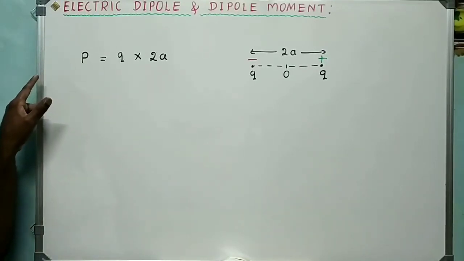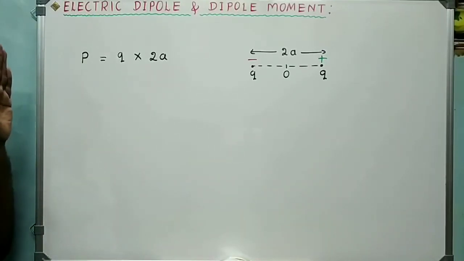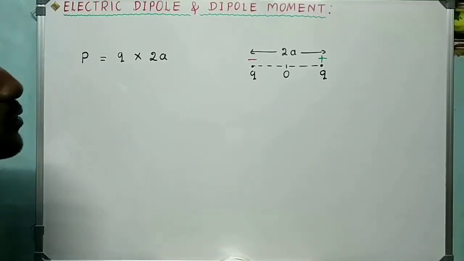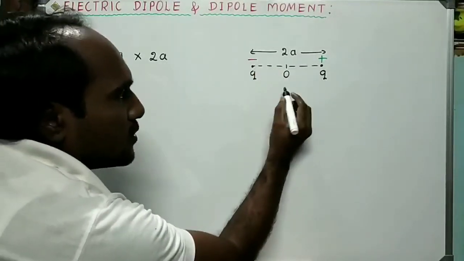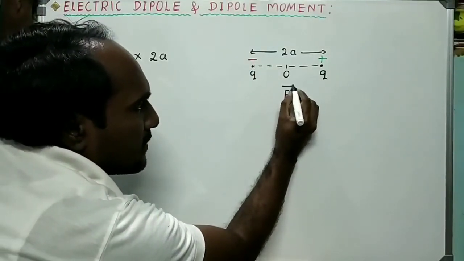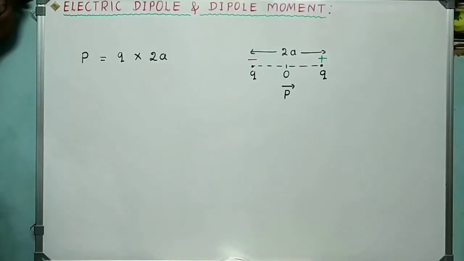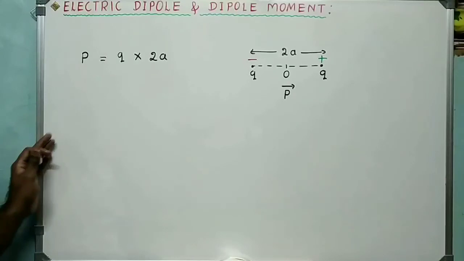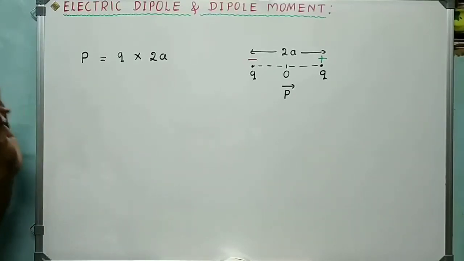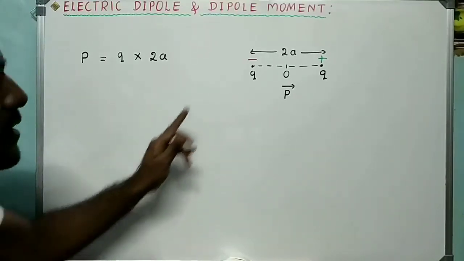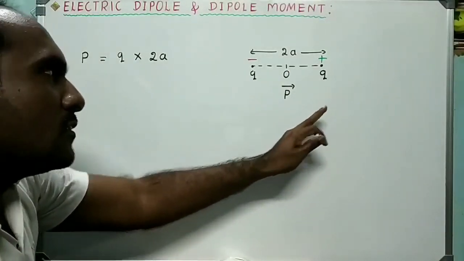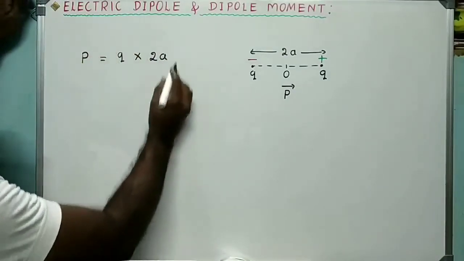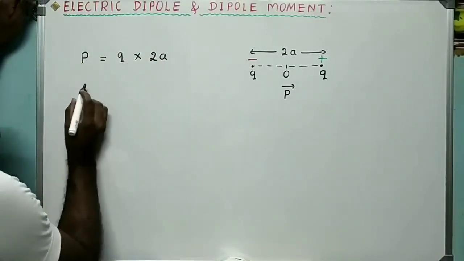This dipole moment always has a particular direction. The direction of this dipole moment is assumed to be from negative to positive charge, that is in this direction. That's why it is a vector quantity. Now tell me, what is the direction of dipole moment? The direction of dipole moment is always taken from negative to positive charge. That's why dipole moment is a vector quantity. This is the magnitude of the dipole moment. I will write this equation in vector form.